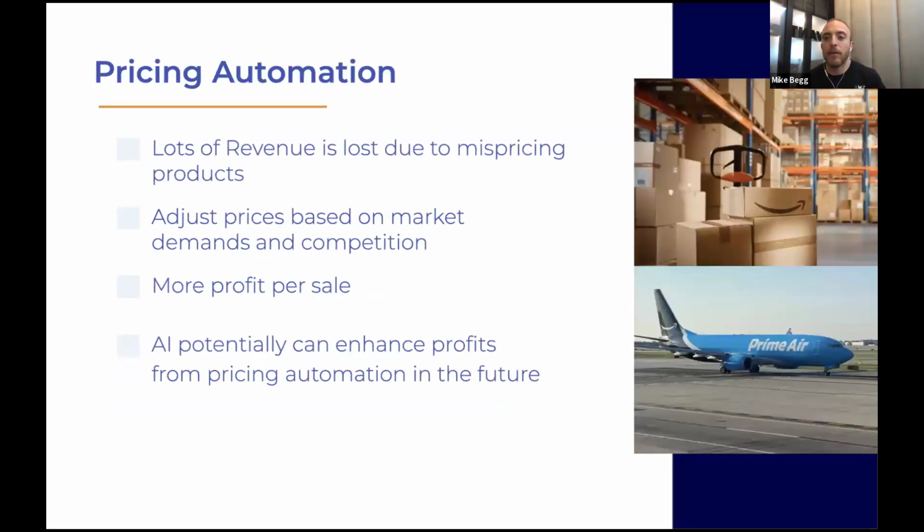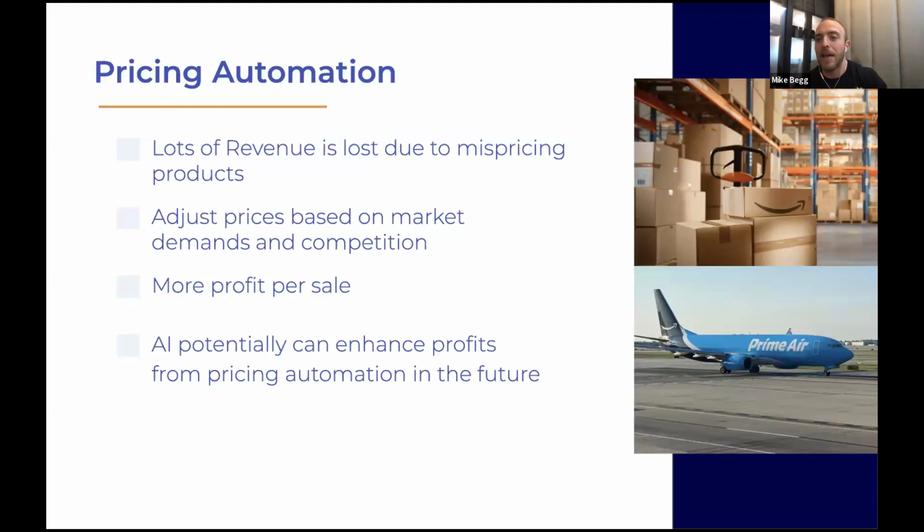Another big way that you could increase your profitability is by using pricing automation tools. Lots of revenue is lost due to mispricing on the Amazon platform, so it helps to utilize a tool that will adjust your pricing based on market demand and competition. If your competition is going out of stock, it's a good opportunity for you to charge a little bit more. If the competition is a little bit hotter, you might want to charge a little bit less to continue to get those sales and stay top of search results.